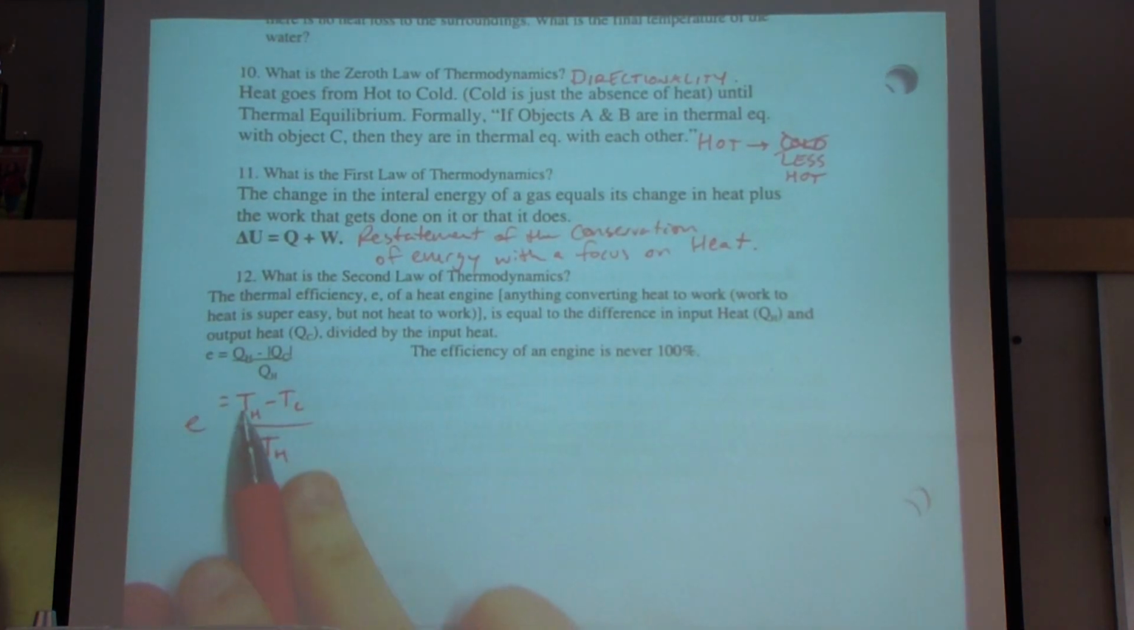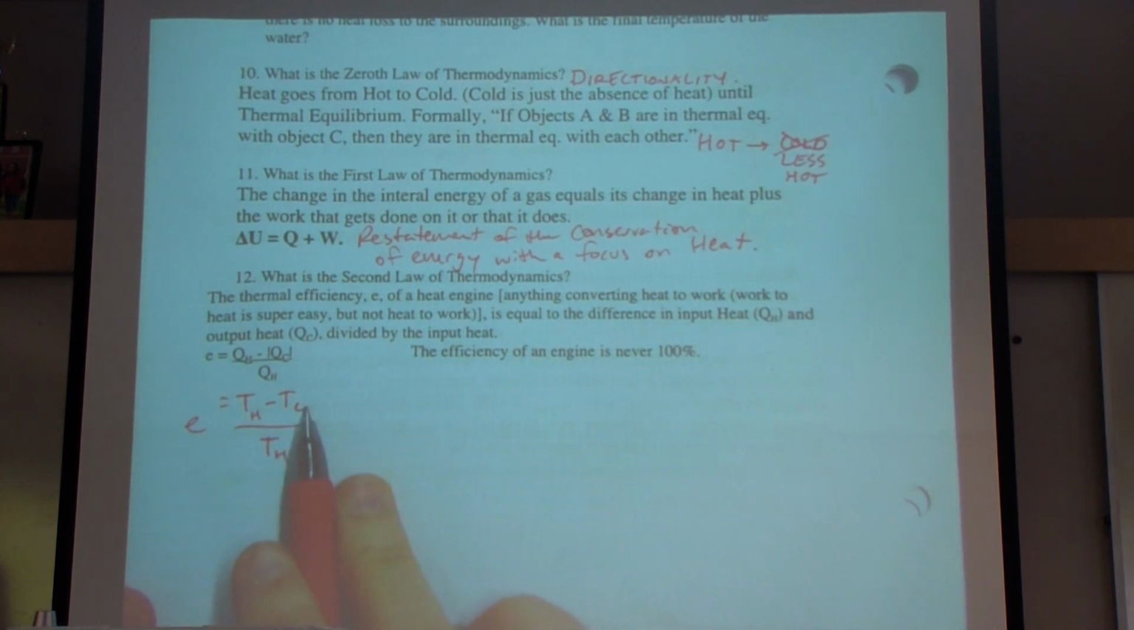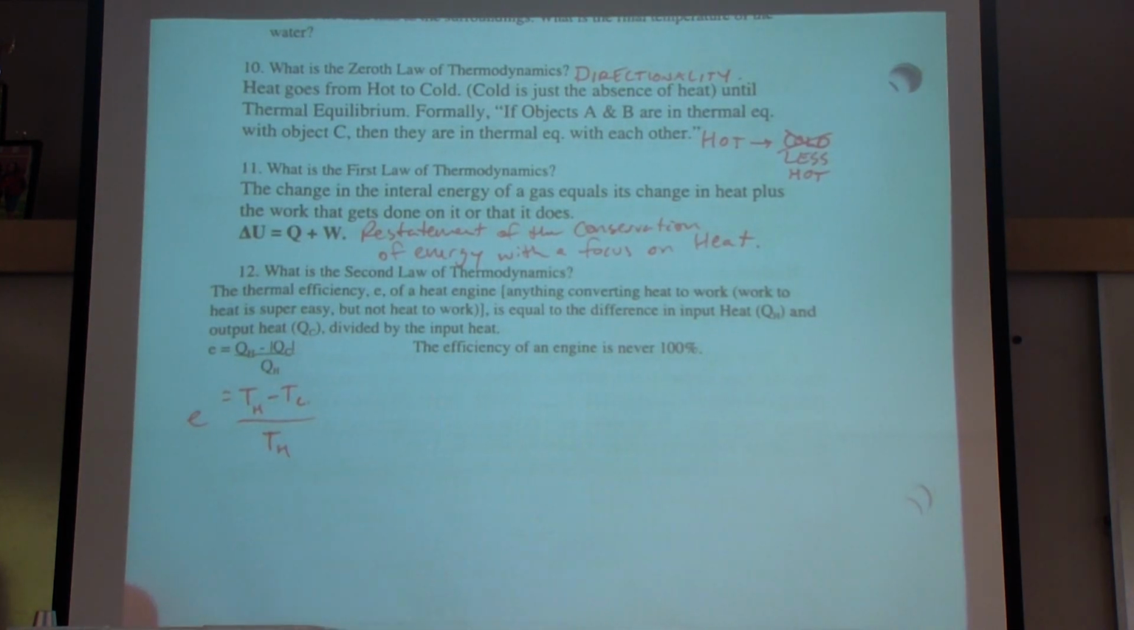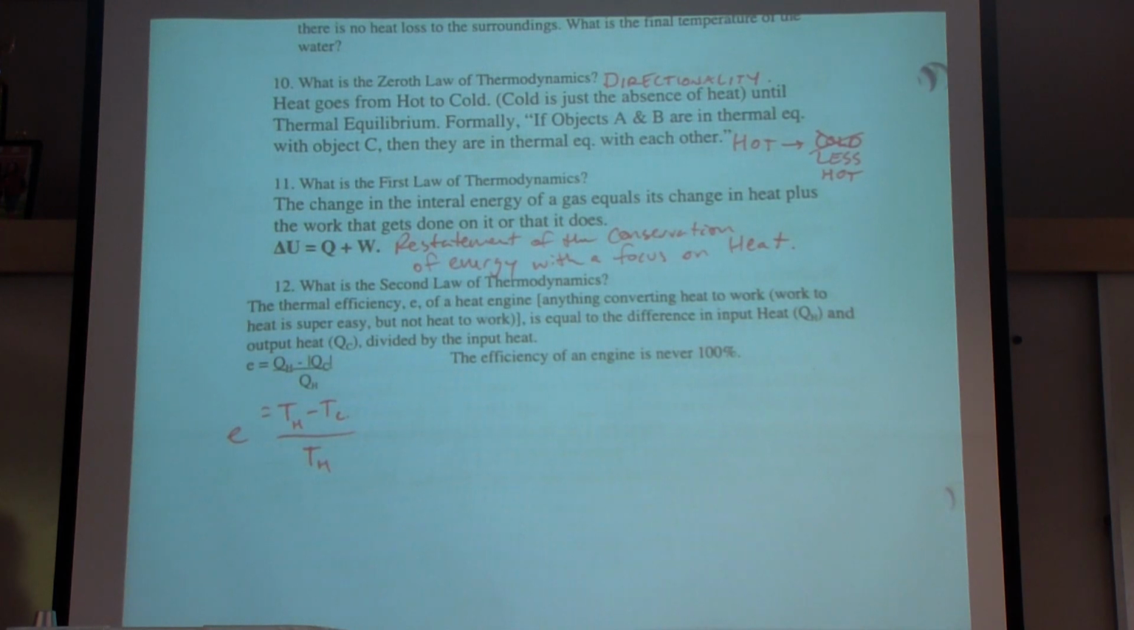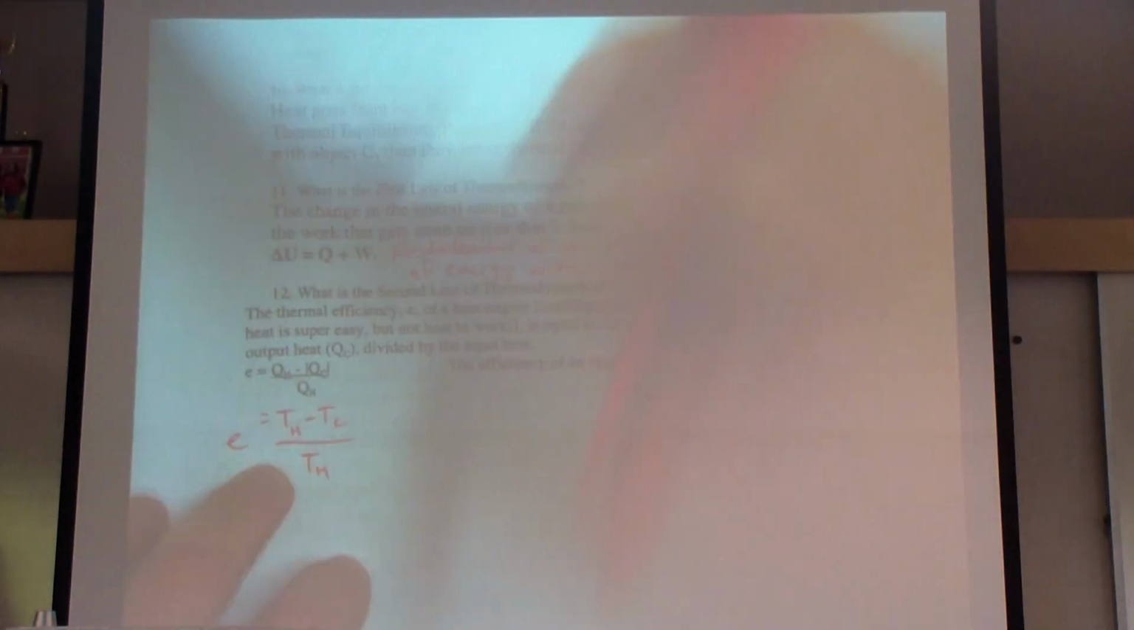Efficiency is the hot temperature minus the cold temperature divided by the hot temperature. And I want you to just think about what efficiency really means. Efficiency is kind of a measure of input over output. How much do you put in, and then what do you get out of that? That's what efficiency is talking about, right? How much do you get in, how much do you get out of that?